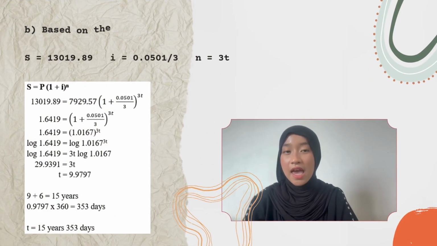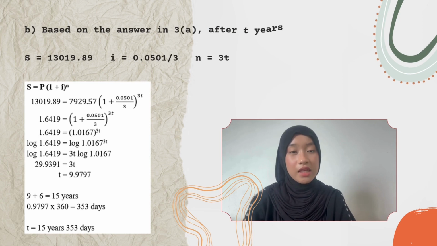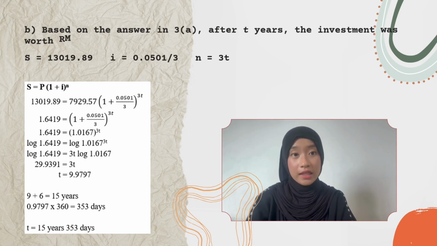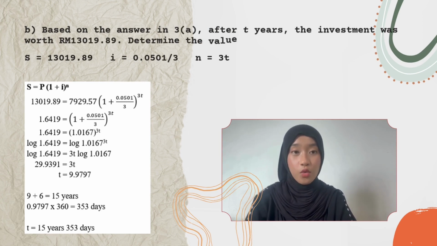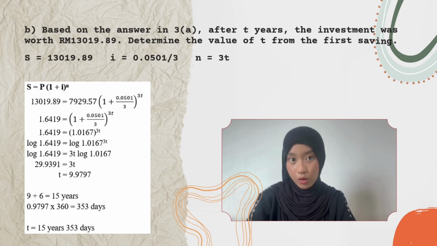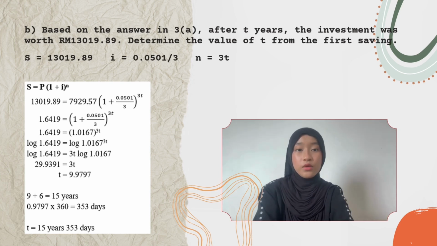Based on question B, S is equal to 13,019 ringgit and 89 cent, while I is equal to 0.0501 over 3, and N is equal to 3T. By using the formula of S equals P times 1 plus I to the power of N, we will get the equation of 13,019.89 equals 7,921.57 times 1 plus 0.0501 over 3 to the power of 3T.